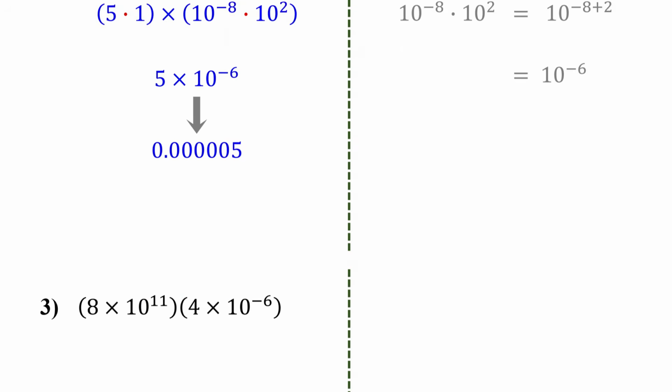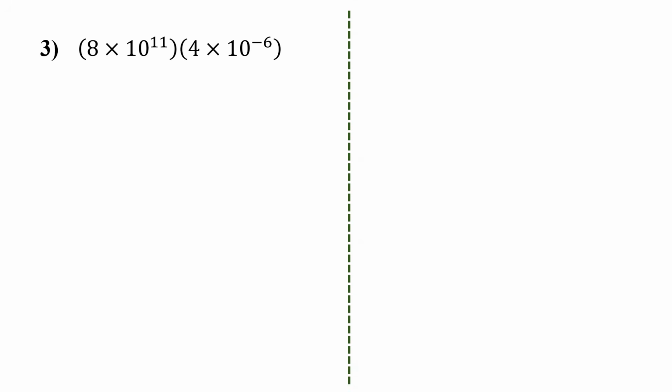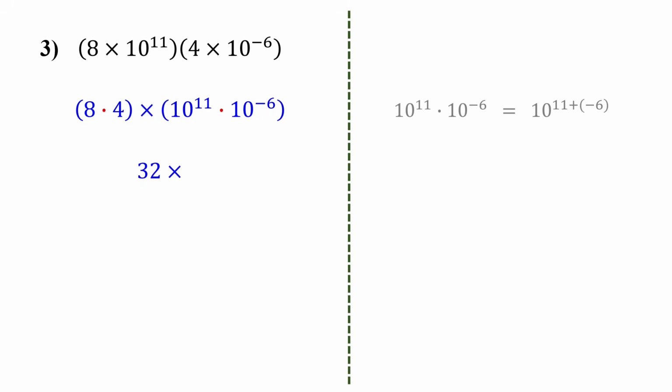Now let's kick it up a notch. What happens if the number part is not between 1 and 10 after multiplying? In that case, we'll need one extra adjustment. Let me show you exactly how to handle that. As always, start by grouping, then multiply each part. 8 times 4 is 32. For the powers of 10, keep the base 10 and add the exponents. 11 plus negative 6 is the same as 11 minus 6, which equals 5. So we get 10 to the 5th power.